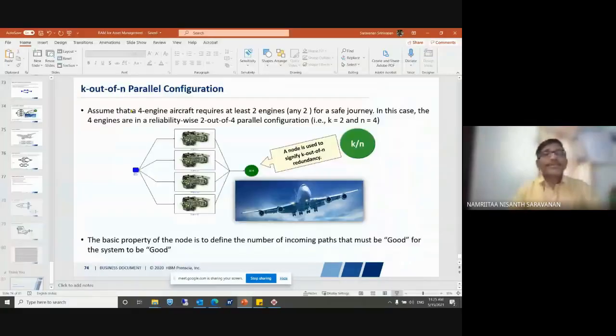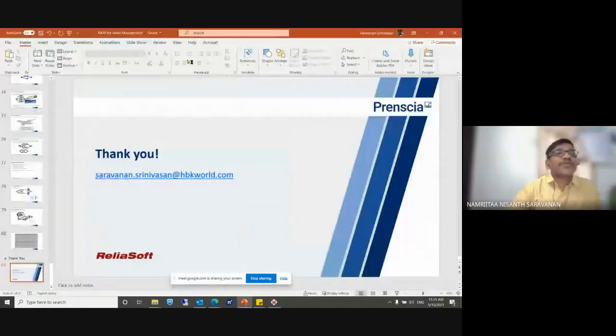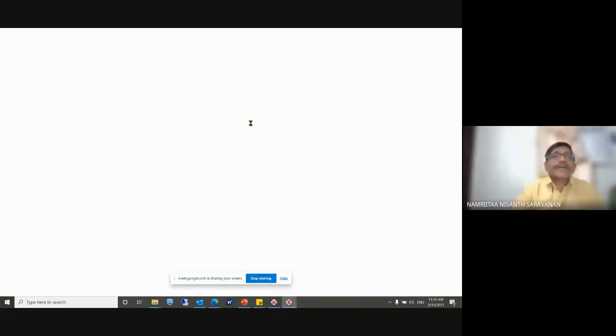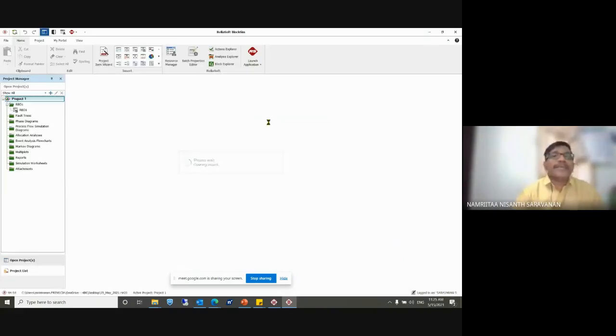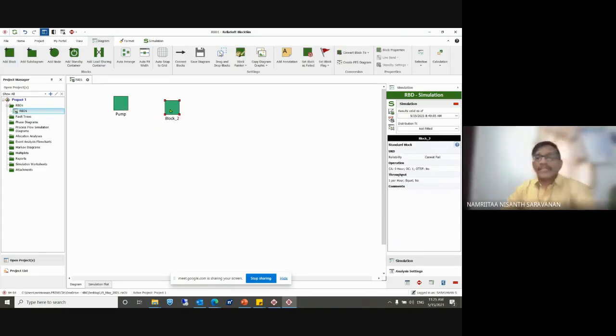Let me show you one final example with a reliability block diagram, and how this RAM study happens as an entire scenario. I'll show one single pump to demonstrate how the reliability metric and availability metric play a vital role. So let's say I have a pump. I can pull a block and consider that as a pump. I add a block here, and this is my pump.